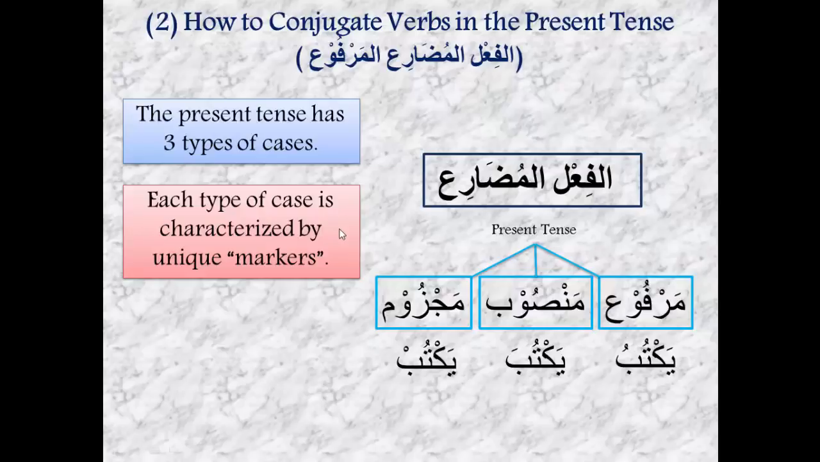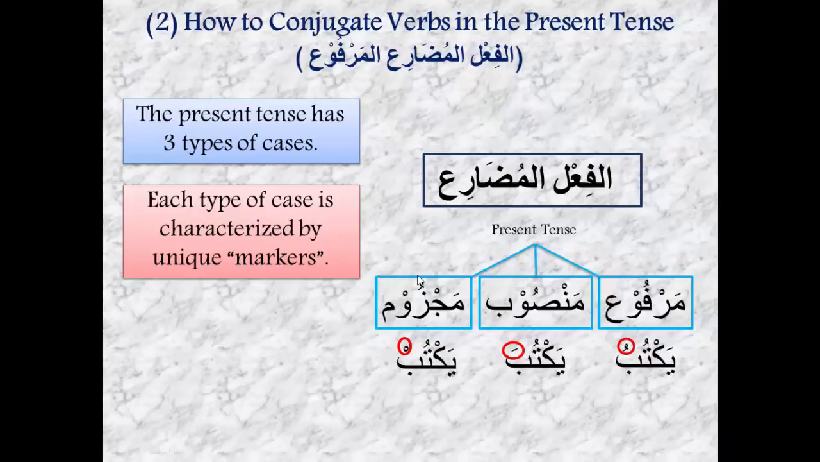Notice how for the verb yaktub, we have a sukun on the end. The sukun is the unique marker for the majzoom case. One way to think about it is because the verb is majzoom, it takes a sukun. Another way to look at it is the sukun on the end of the verb tells us that it is in the majzoom case. Both ways of looking at it are valid. Next, we have yaktuba with a fatha. The fatha in this case would be the marker for the mansub. And finally, we have yaktubu with a dhamma on the end. The dhamma would be the unique marker for the marfu'.